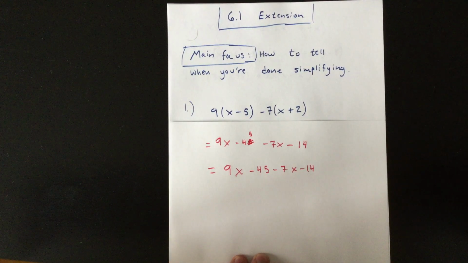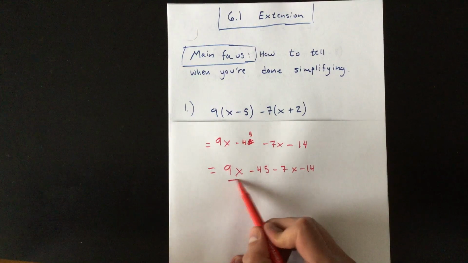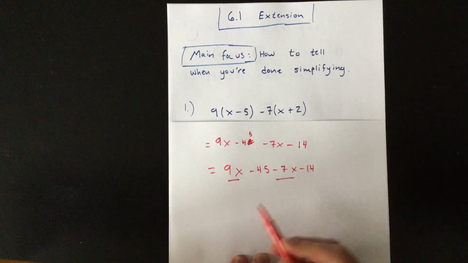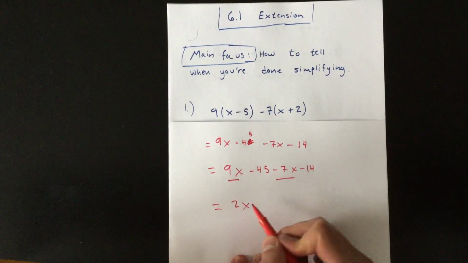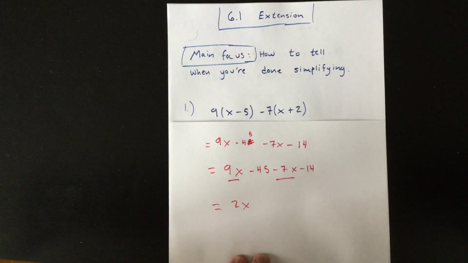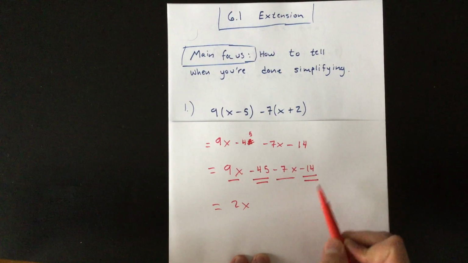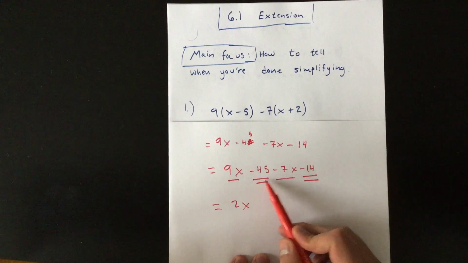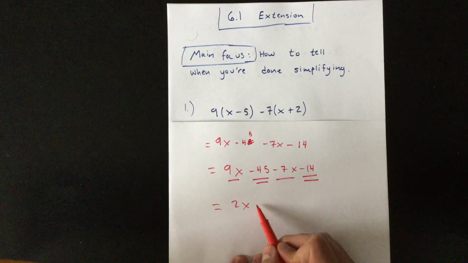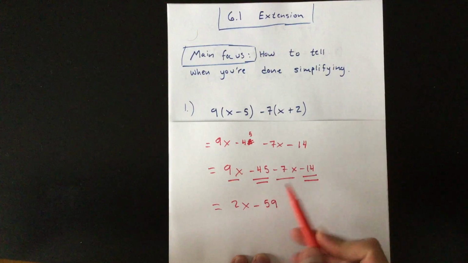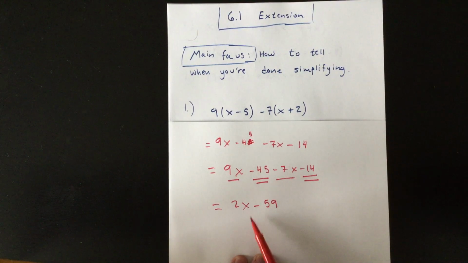All right, and then from here, I'm going to combine the like terms. First pair is 9x minus 7x. That gives me 2x. And then the other pair of like terms are here, negative 45 and negative 14. Negative 45 minus 14 is negative 59. And there we go. At this point, we are done. Once you get to the point where the expression no longer has any like terms, and you've done all of your multiplying, you just move on to the next problem.